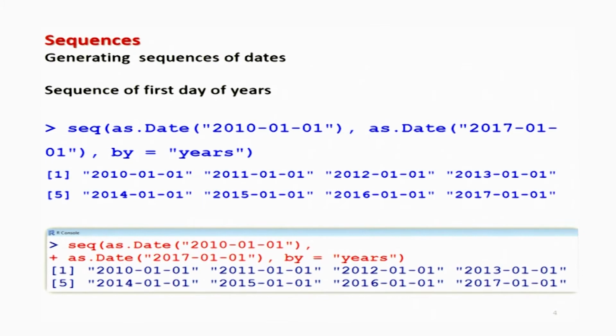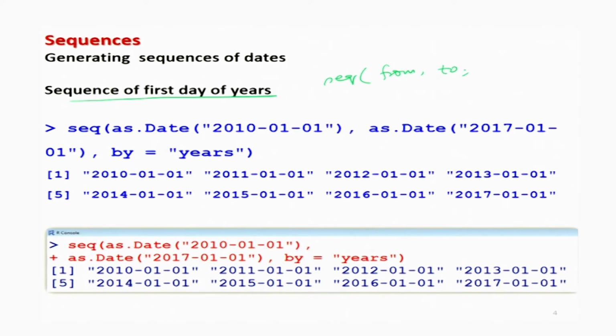Suppose first I consider how to generate sequences of years. Suppose I want to generate the sequence of the first day of years. Okay, the way I am going to write these commands is that the first value is going to be from, inside the arguments, inside the parentheses.